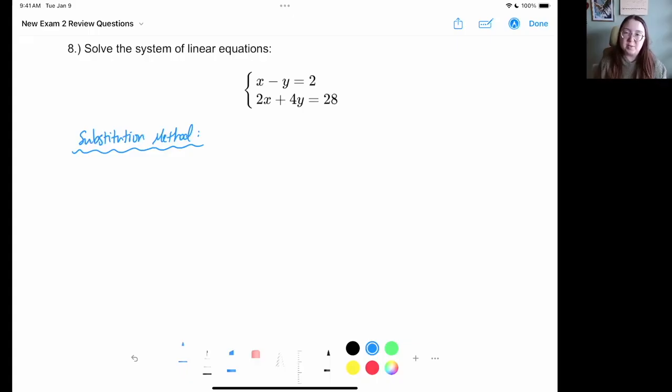So starting with the substitution method, remember your first step is to solve one of your equations for one of the variables. So this is equation 1, this is equation 2. You solve one equation for one variable. You're always just looking for whatever looks easiest. What's going to have the least amount of steps? Between equation 1 and 2, equation 1 is a little easier because it doesn't have coefficients in front of x and y. So we're going to solve equation 1.